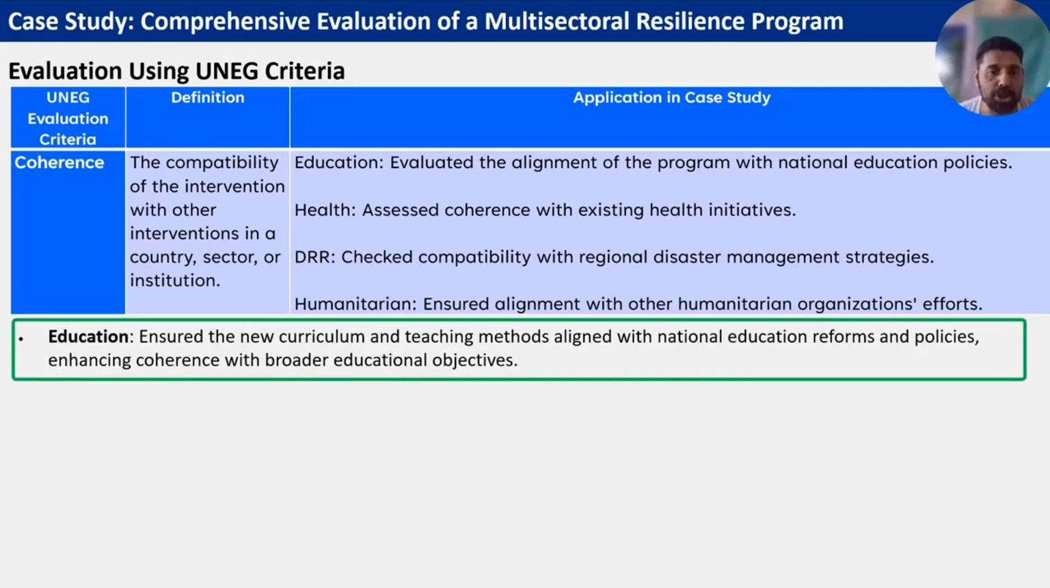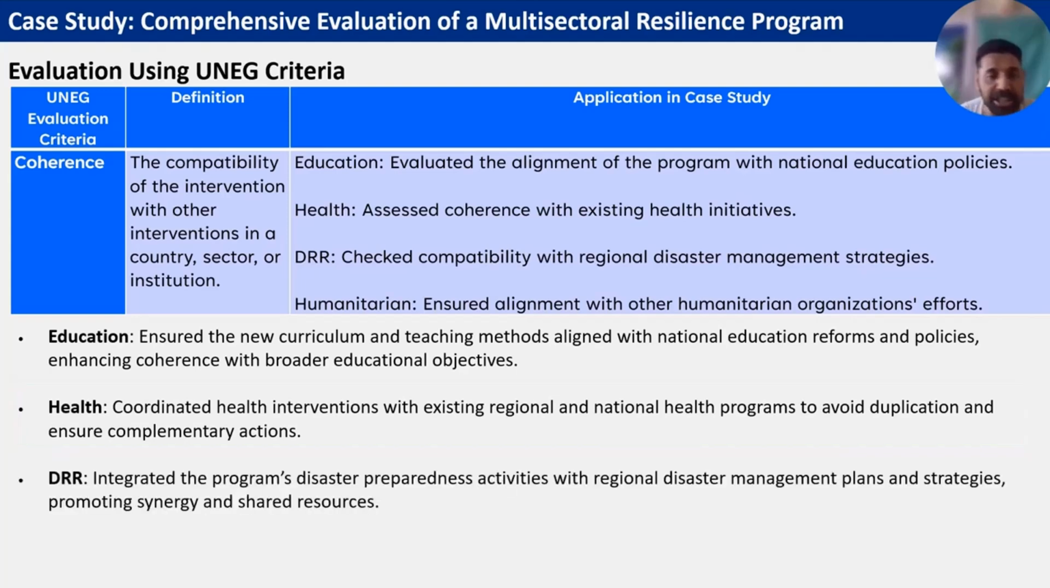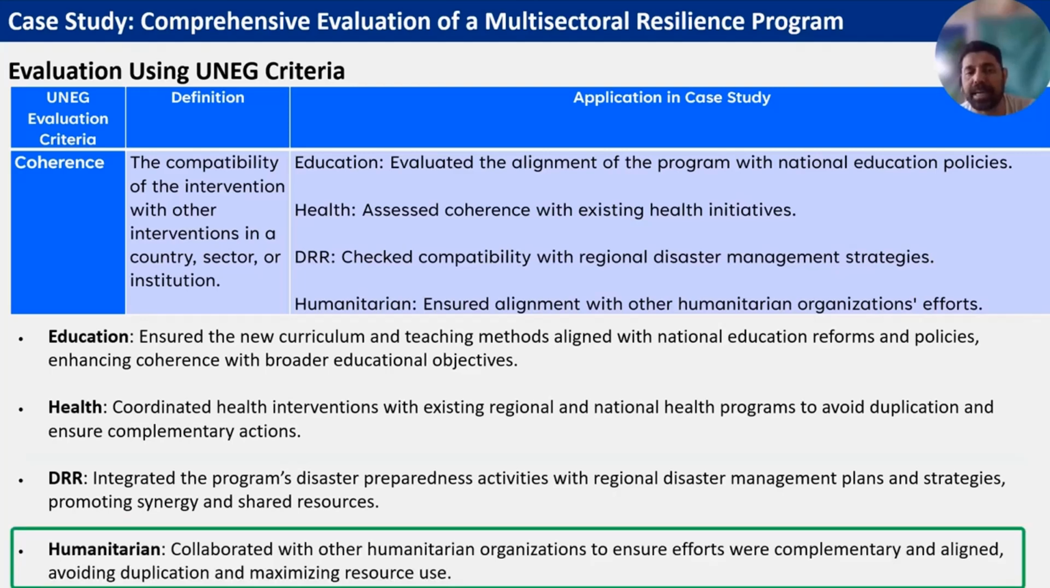In education, we ensured the new curriculum and teaching methods aligned with the national education reforms and policies, enhancing coherence with broader educational objectives. Health, coordinated health intervention with existing regional and national health efforts to avoid duplication and ensure complementary action. DRR, integrated disaster preparedness activities with regional disaster management plans and strategies, promoting synergy and shared resources. And humanitarian, collaborated with other humanitarian organizations to ensure efforts were aligned, avoiding duplication and maximizing resources.